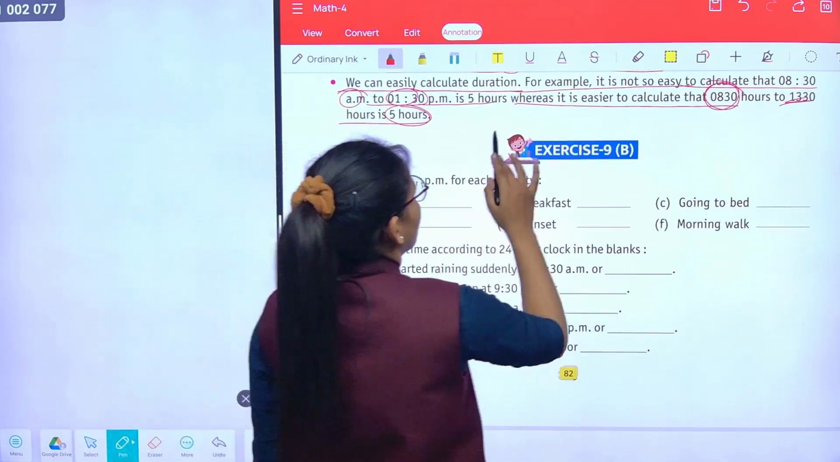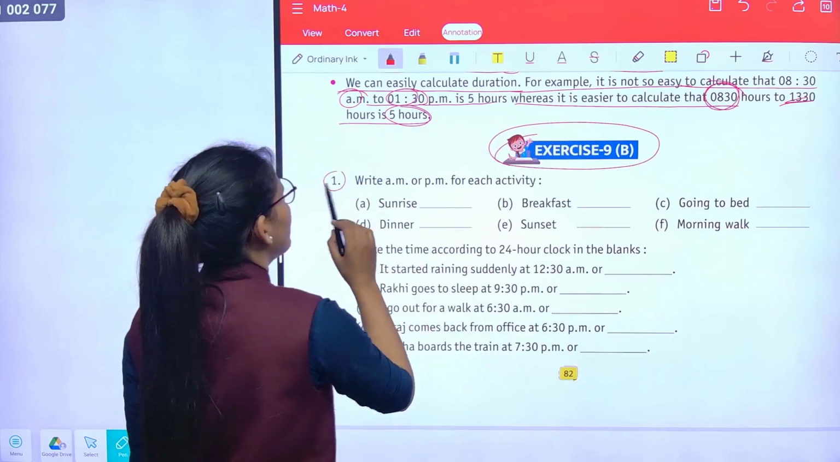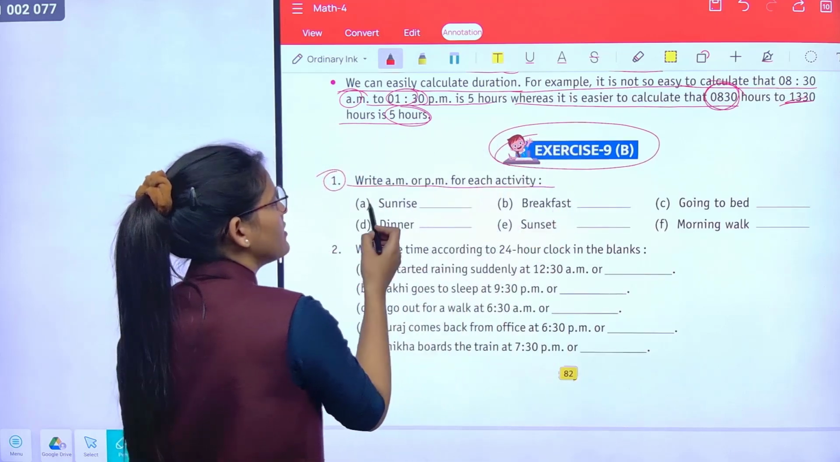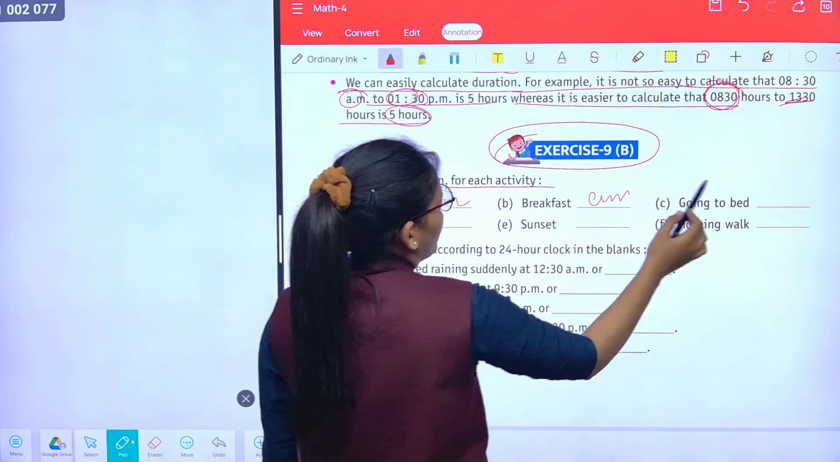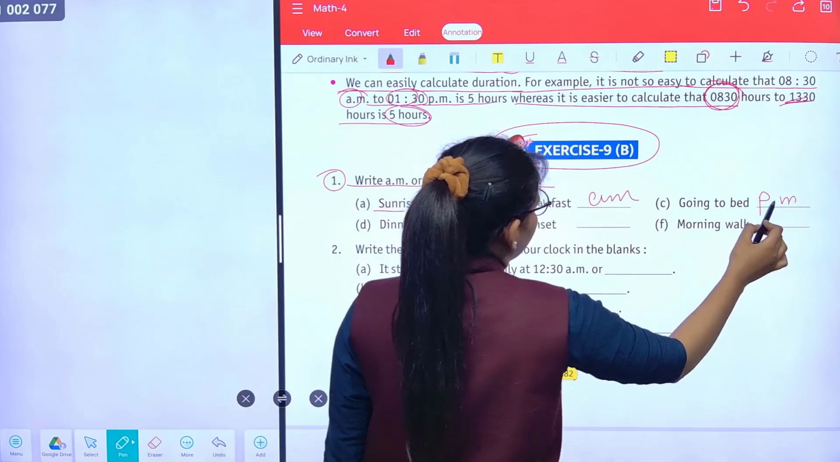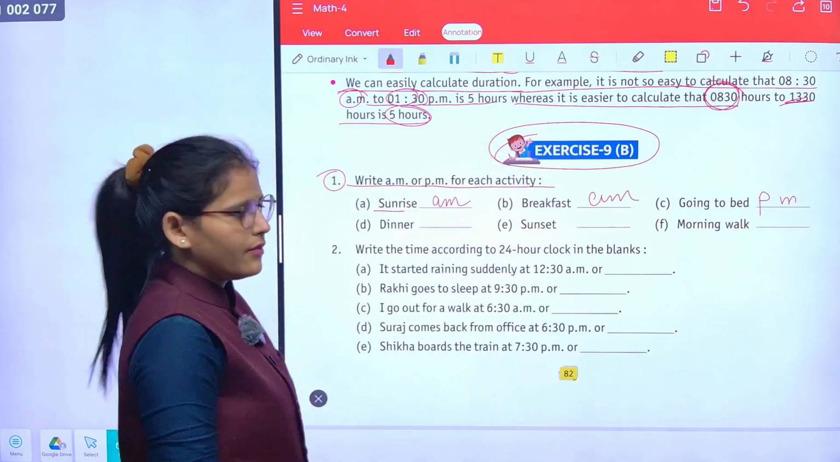Now class, exercise 9B, question number 1, write AM or PM for each activity. Sunrise, AM. Breakfast, AM. Going to bed, PM. Rest of the parts do yourself.